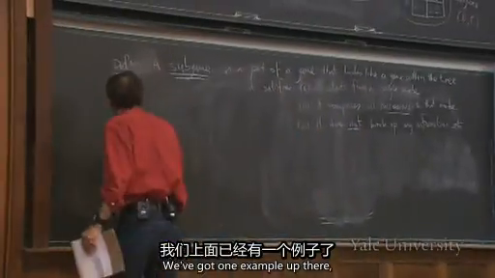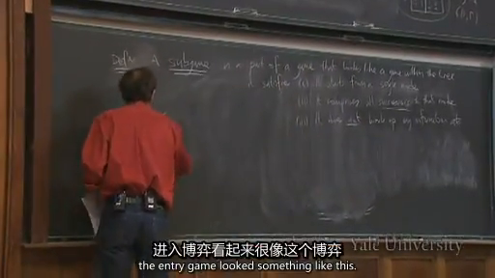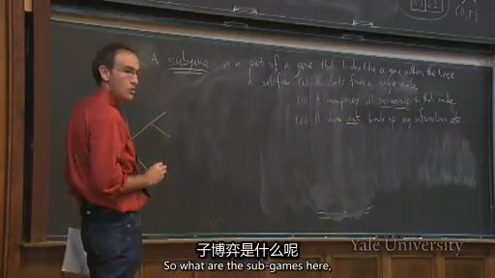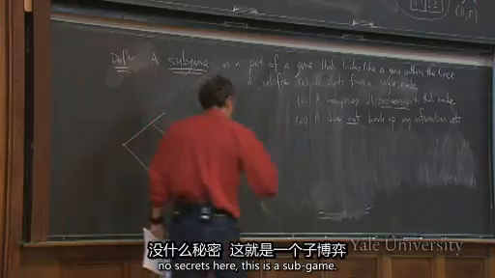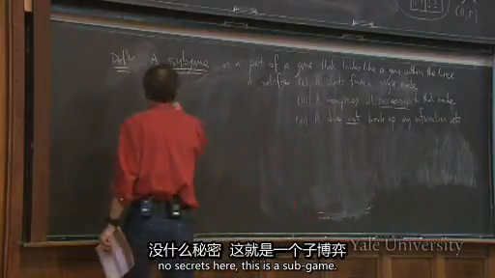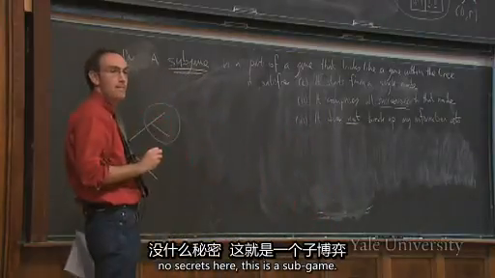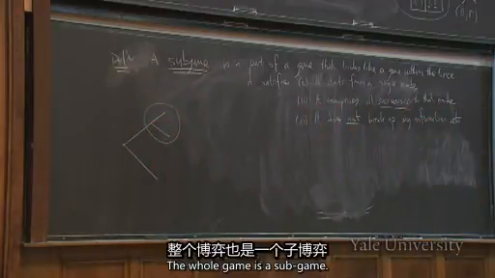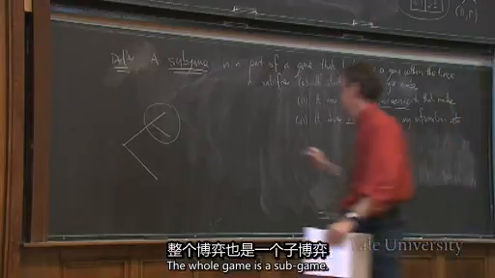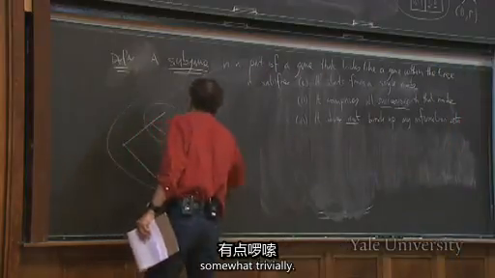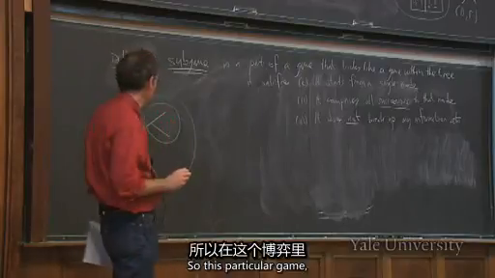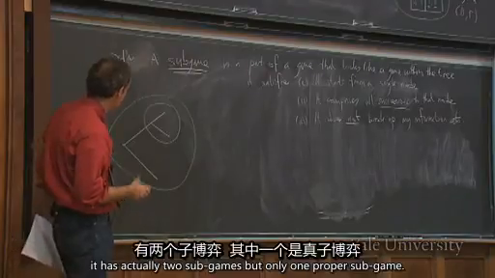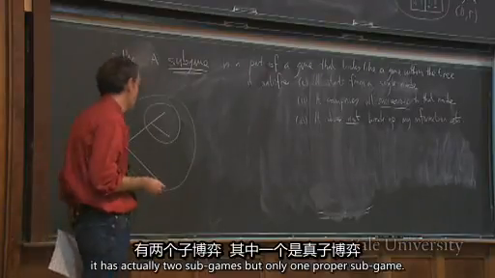We've got one example up there. The entry game looks something like this. So what are the subgames here? So no secrets here. This is a subgame. There's actually another subgame. You want to see what the other subgame is? The whole game is a subgame. The whole game is itself a subgame, somewhat trivially. So this particular game, which is the schematic of the entry game, has actually two subgames, but only one proper subgame.